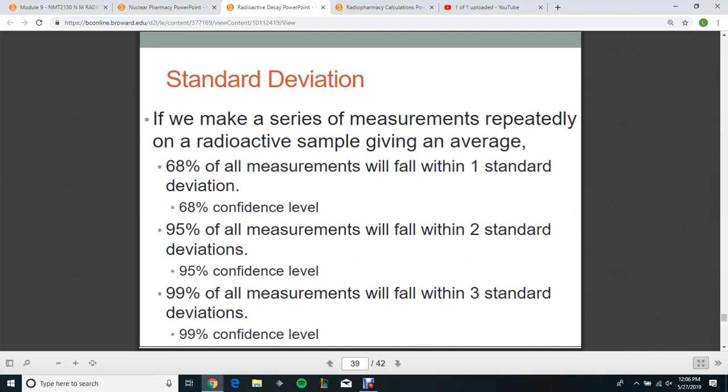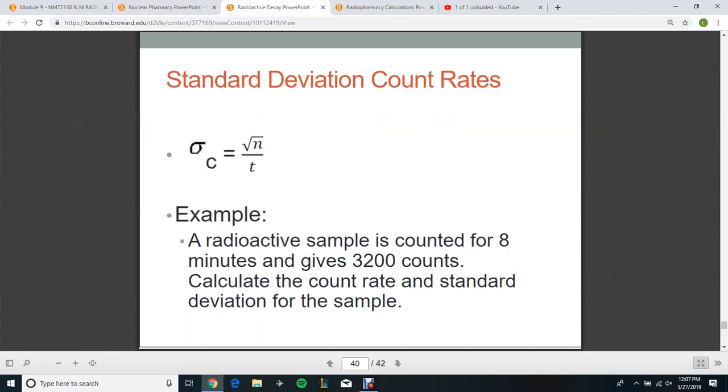Standard deviation: if we make a series of measurements repeatedly on a radioactive sample giving an average, 68% of all measurements would fall within one standard deviation, with a 68% confidence level. 95% of the measurements will fall within 2 standard deviations with a 95% confidence level. 99% of all measurements will fall within 3 standard deviations, with a 99% confidence level.